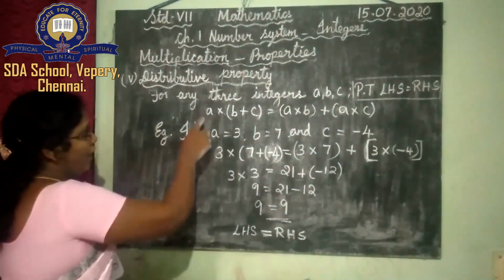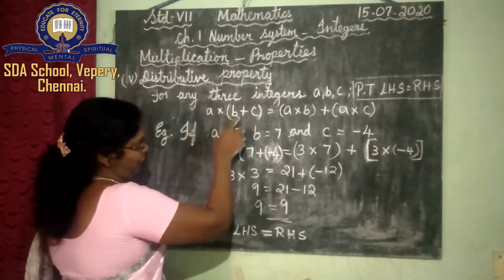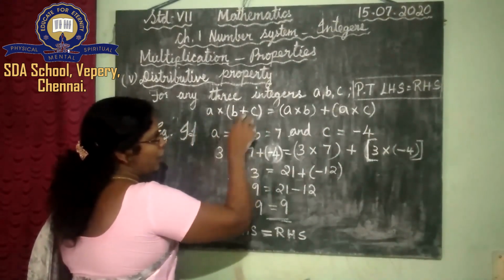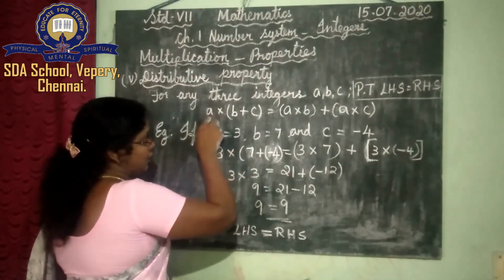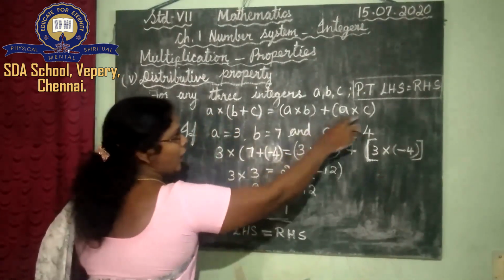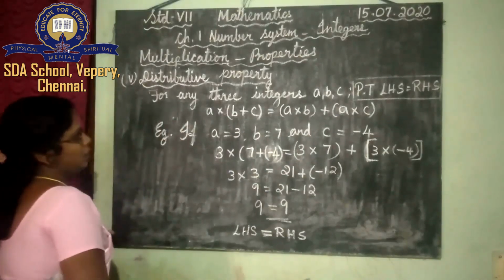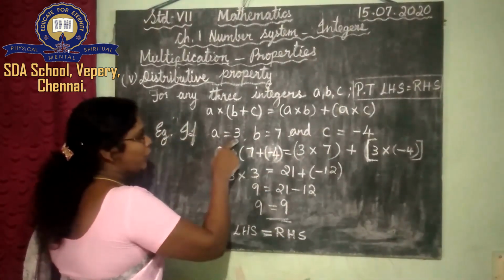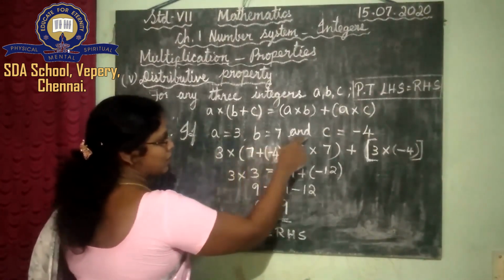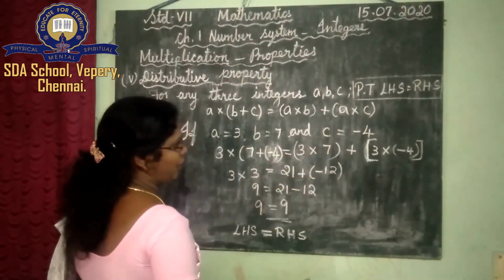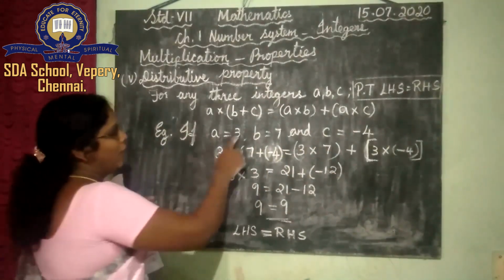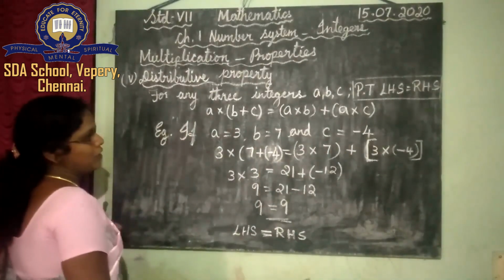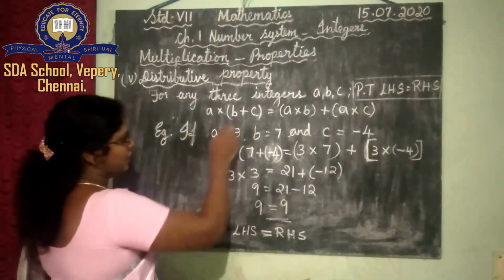You see here, a is distributed to b first. So we write a into b, then plus sign. Then a is distributed to c, so we write a into c. Okay, we'll solve this by doing an example. Any number we can take. So a is equal to 3, b is equal to 7 and c is equal to minus 4. Using this we are going to satisfy this condition.